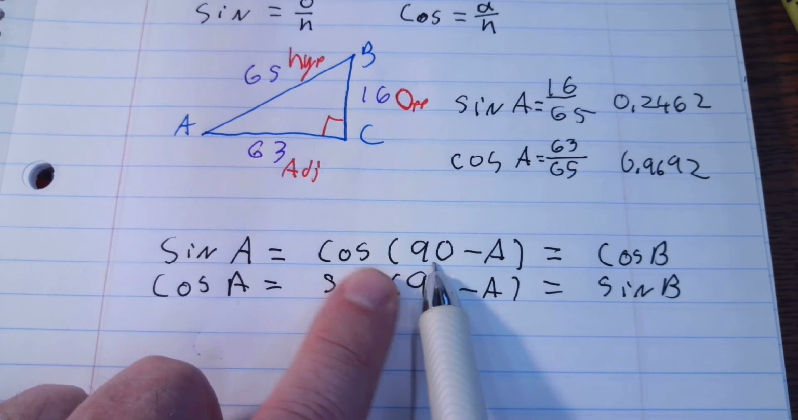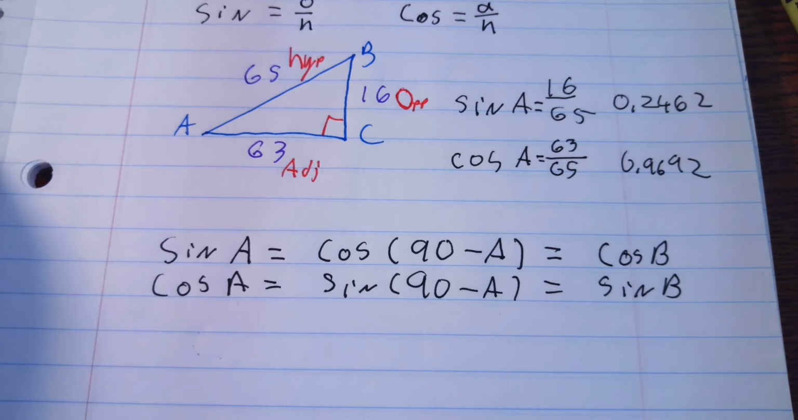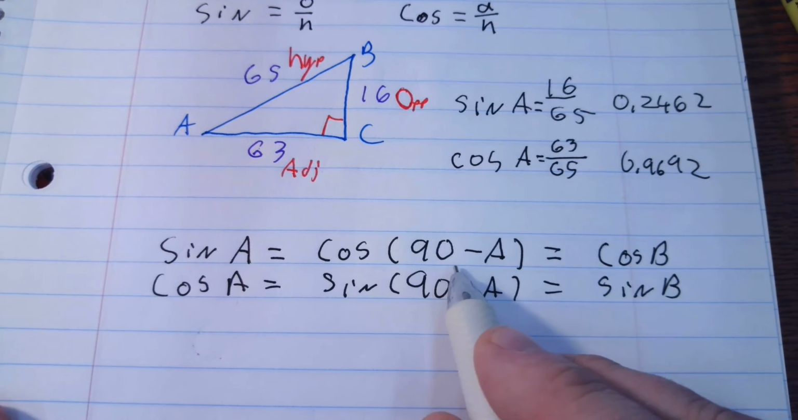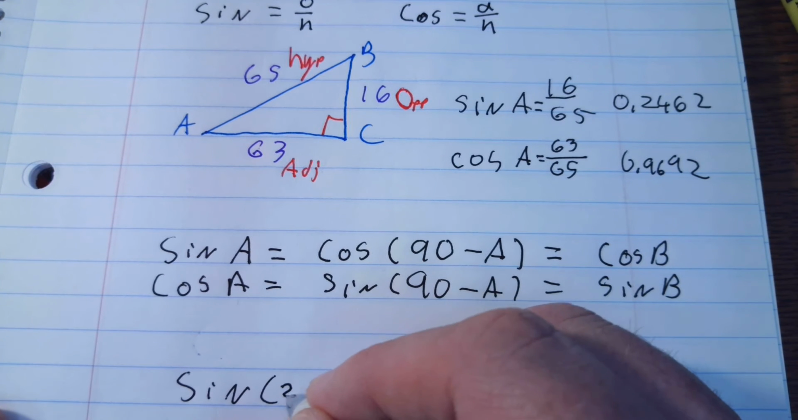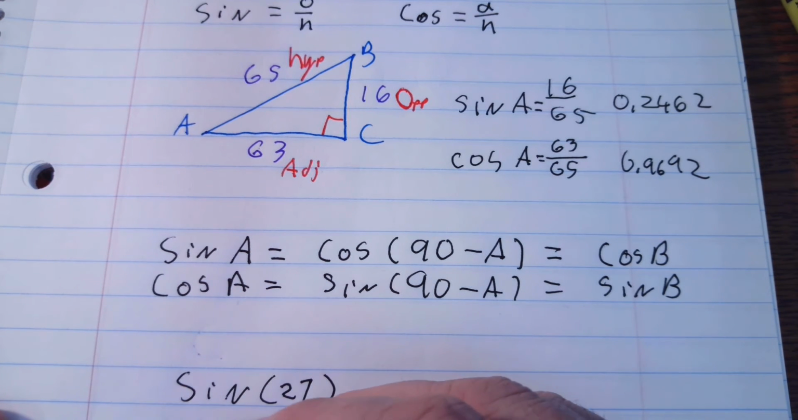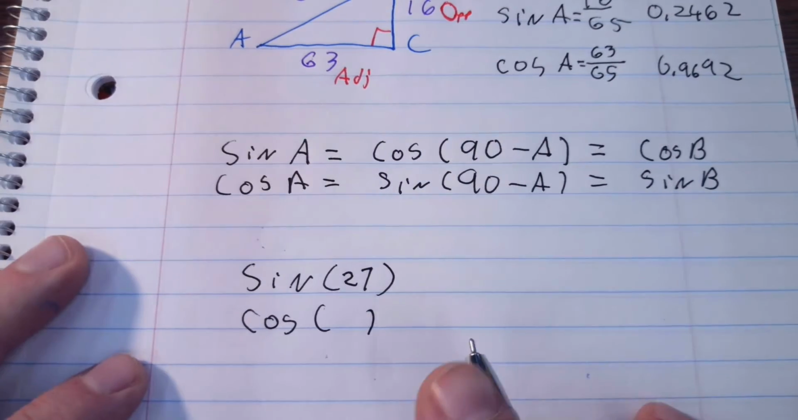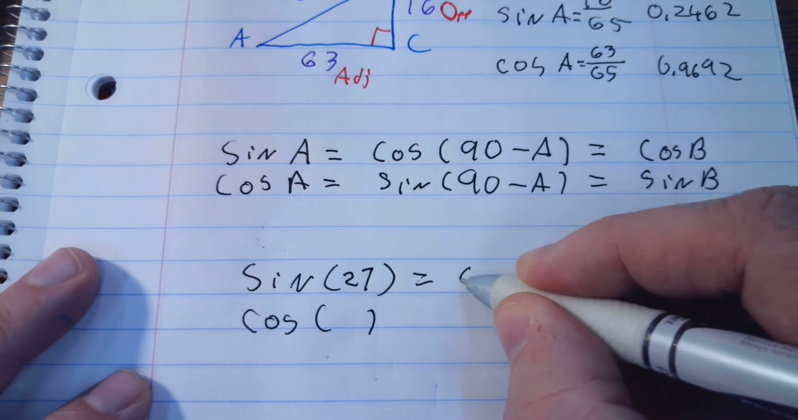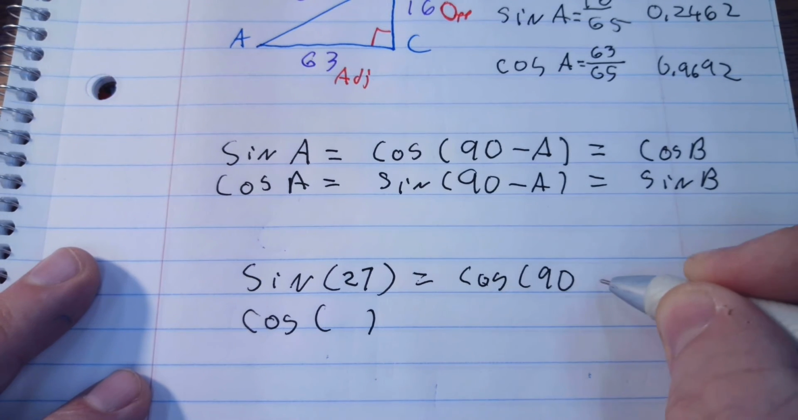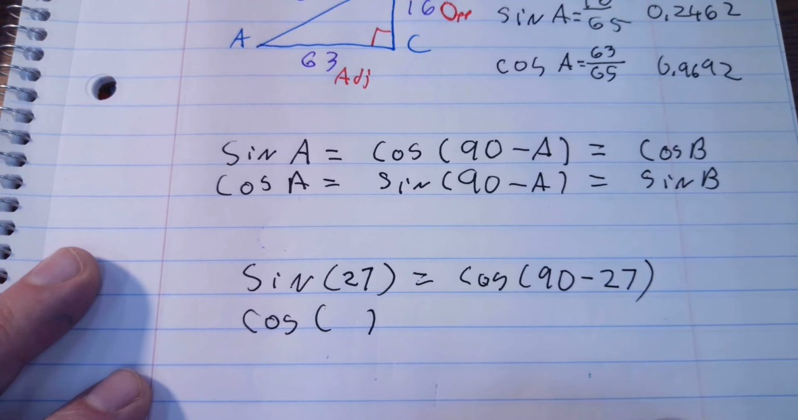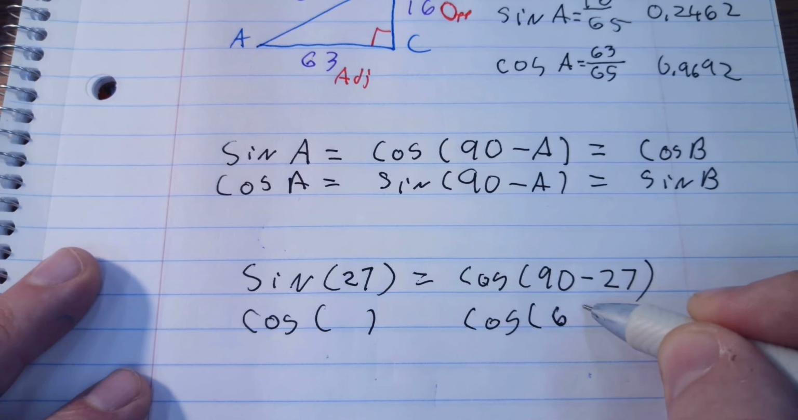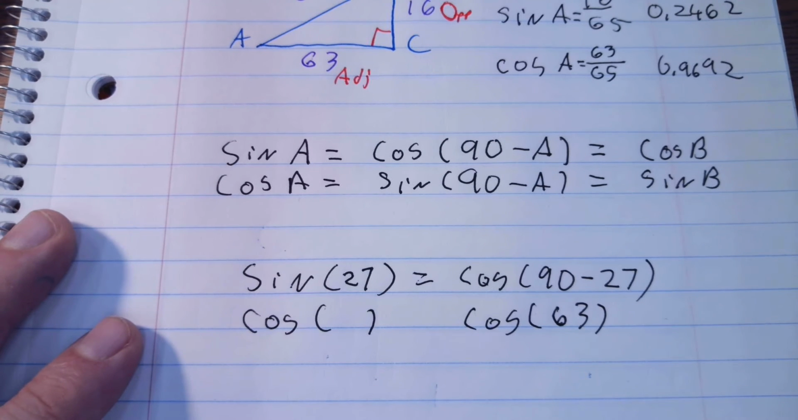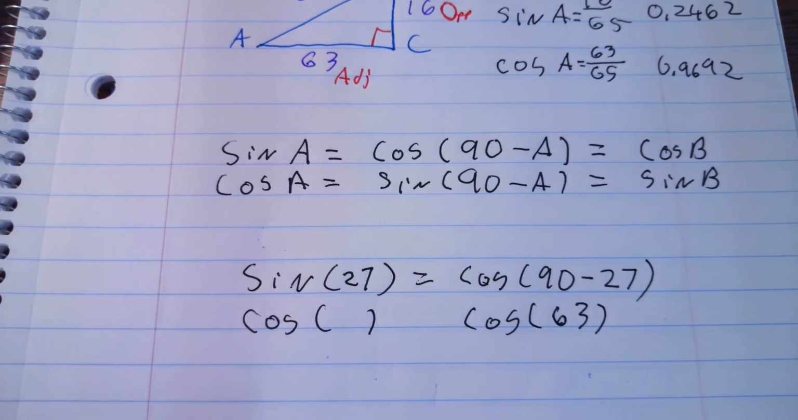So you can basically add, I'm not going to get into too confusing. So that's what it's going to be. I'm going to give you an example. Sine 27. What's the equivalent cosine going to be of sine 27? Well, the cosine is going to be 90 degrees minus 27. So the cosine would be cosine what? Those are going to equal each other. Sine 27 equals cosine 63.